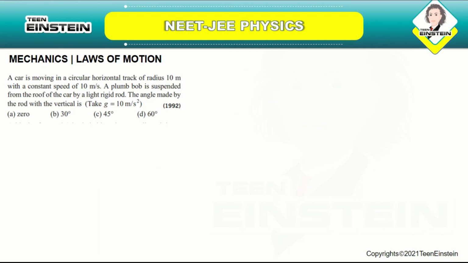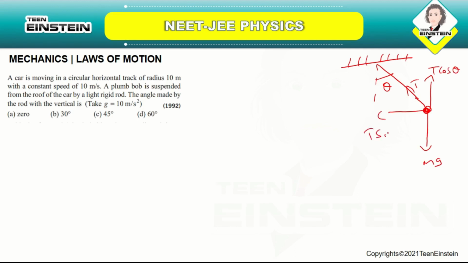So here the force diagram of the bob is shown like this. You are having here the bob which is being suspended from the car. Okay, so this angle is theta, and this is the tension acting on it, and this will be the vertical component, which is T cos theta, and here it is mg, and here it is T sin theta, and this is theta.